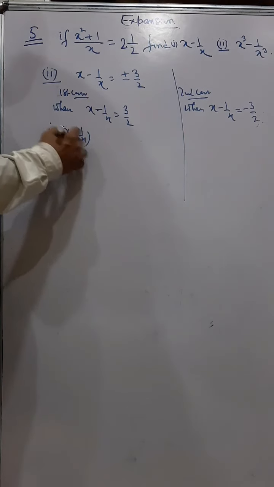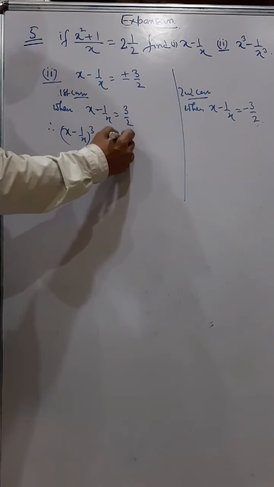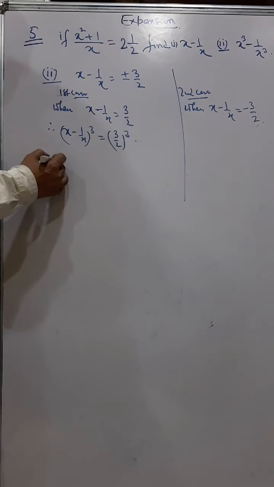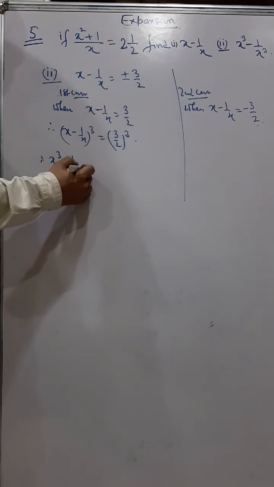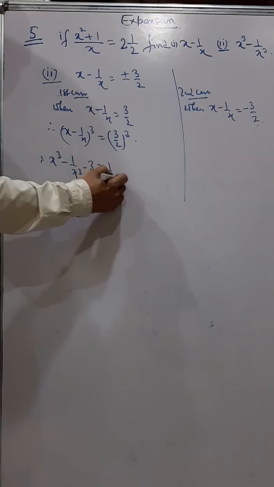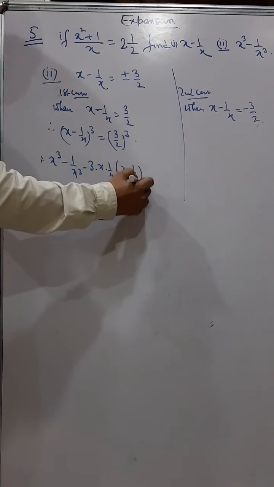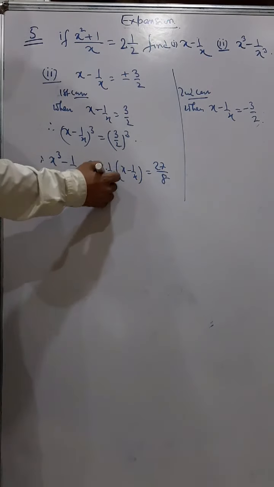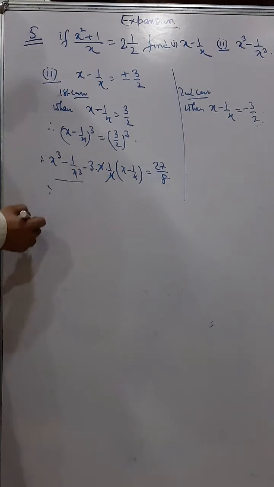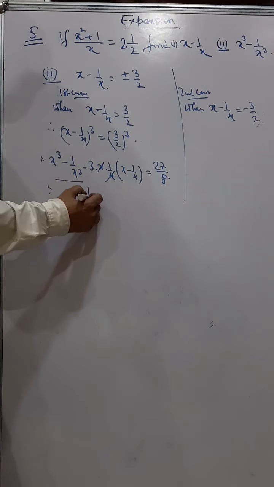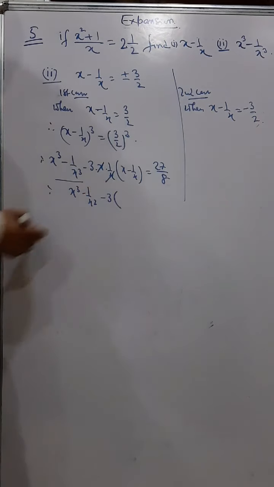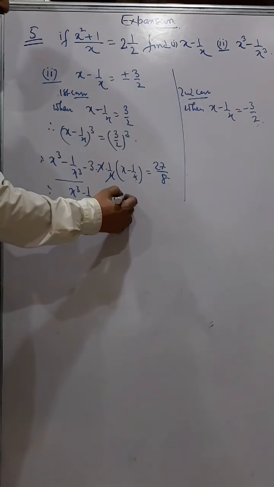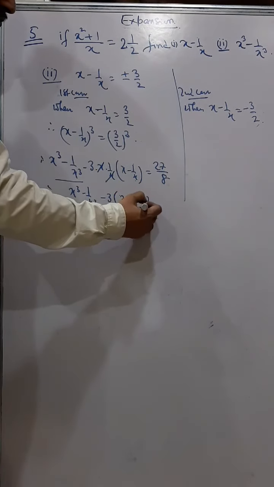x minus 1 by x whole cube is equal to 3 by 2 whole cube. And then the a minus b whole cube formula is what? a cube minus b cube minus 3 into a into b, and in bracket you have x minus 1 by x, and this you have as 27 by 8. And here x and x get cancelled. We have to find this value. So x cube minus 1 by x cube minus 3, and x minus 1 by x is 3 by 2, is equal to 27 by 8.